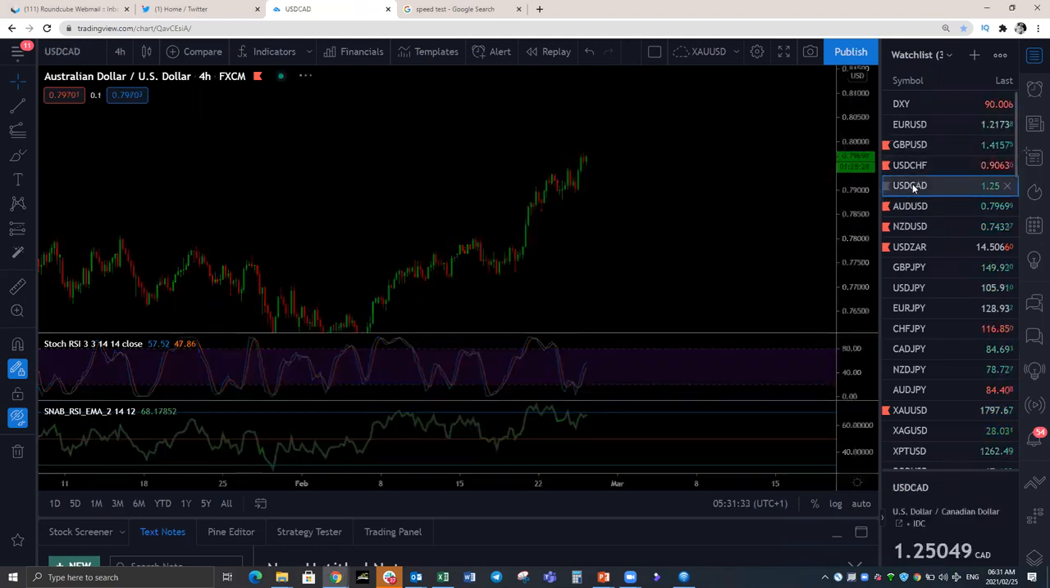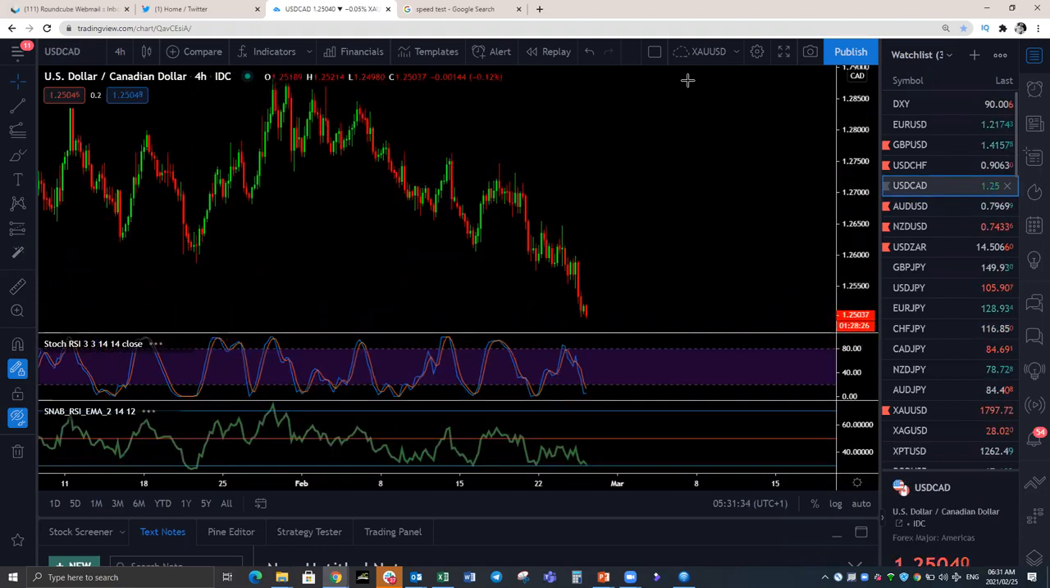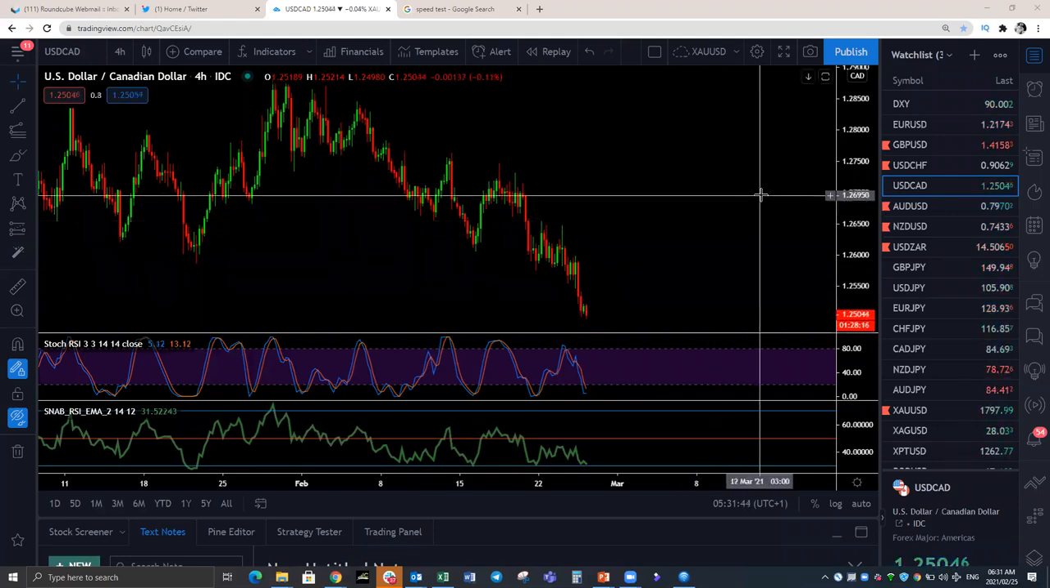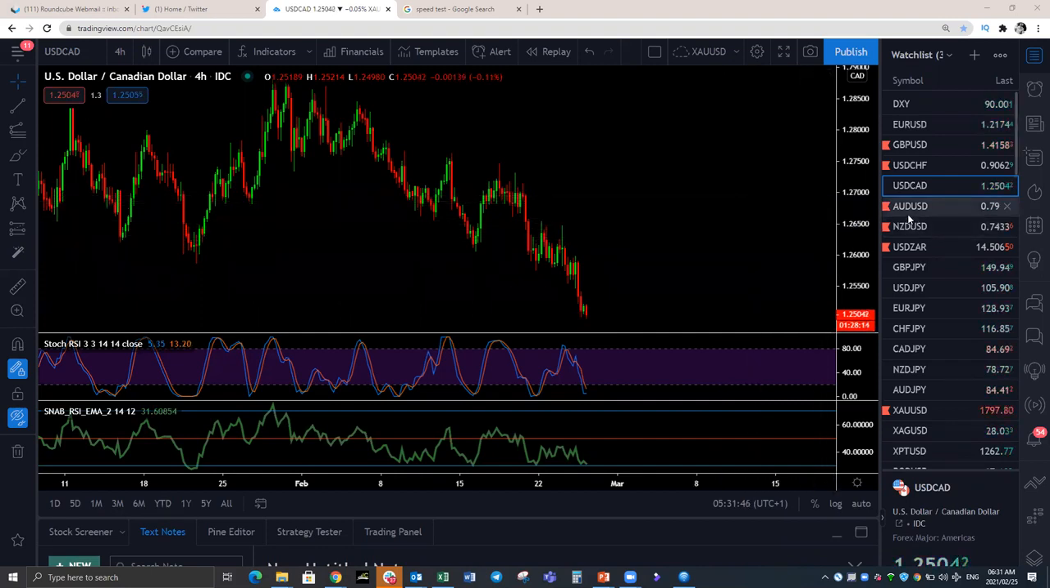Chief, US dollar CAD, continuation to the downside. Nothing new there. This is going to continue to the downside as long as the dollar is weak and the CAD is strong. We're going to see continuation to the downside on US dollar CAD. We've been talking about that one. Every time you get an opportunity to take it to the downside, you take it.